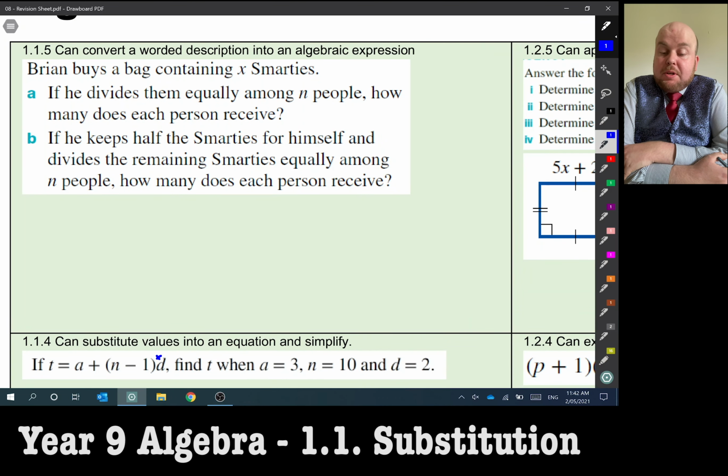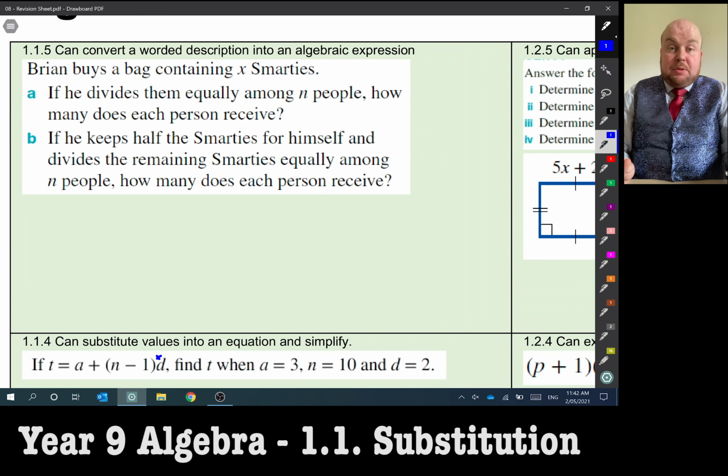1.1.5 can convert a worded description into an algebraic expression. This is some of the harder questions where you have to take a worded description and try to translate it into some algebra. Brian buys a bag containing X Smarties, an X number of Smarties. If he divides them equally among N people, how many does each person receive?